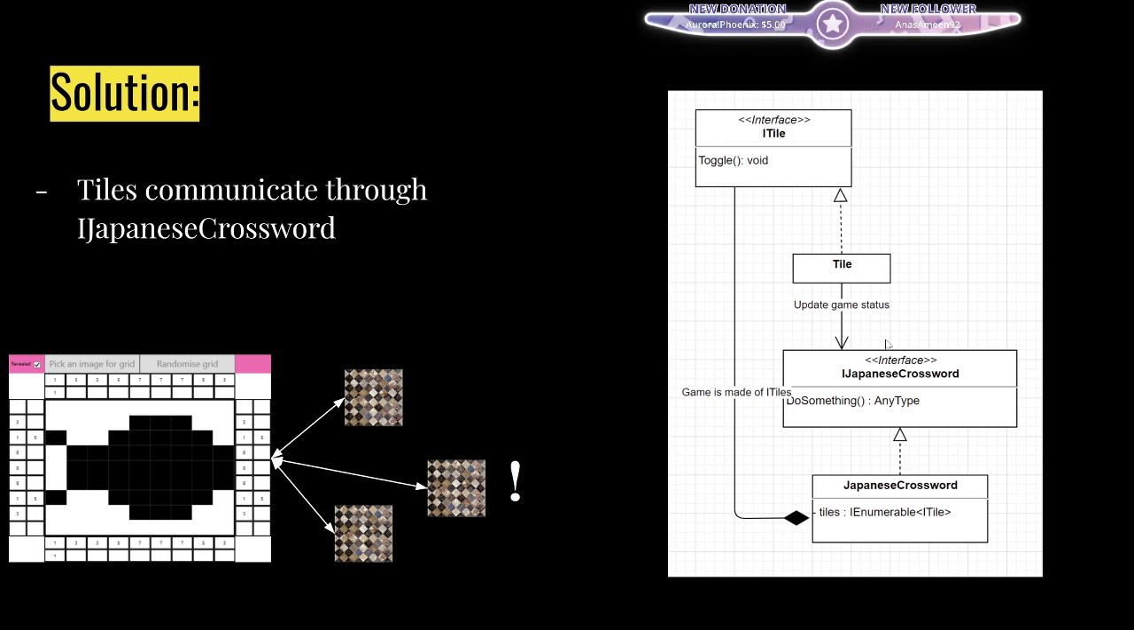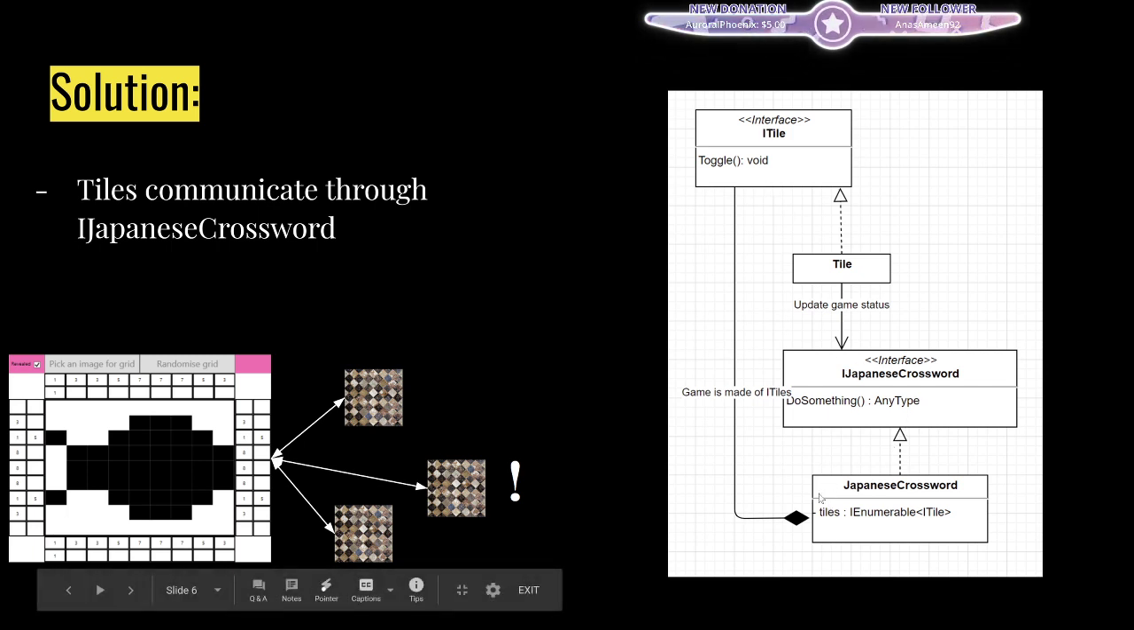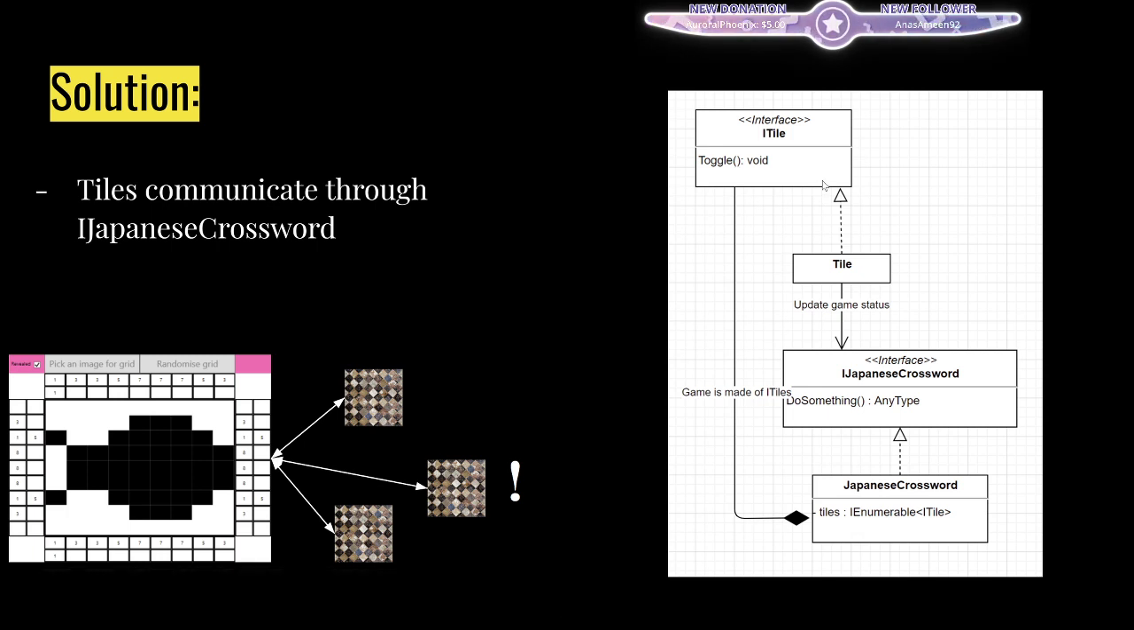So if you look at the class diagram, you basically have a tile implementation that calls the crossword abstraction to check if the game is complete. And we have Japanese crossword, which knows about every tile. And when we toggle a tile, update game status happens, and Japanese crossword goes through all tiles and sees if they're colored or not in the right places and tells if the game is complete or not based on that.